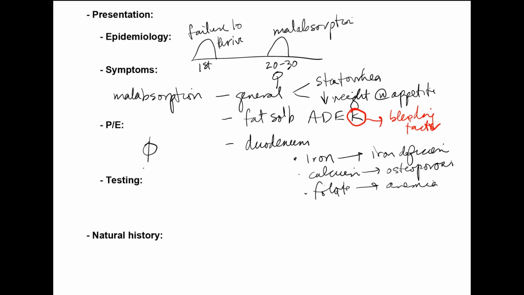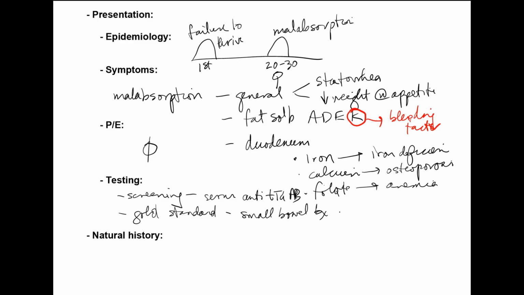Testing really has 2 approaches. The easiest screening test is a serum anti-tissue transglutaminase antibodies. The gold standard is small bowel biopsy. In mild disease, this shows lymphocytic infiltration of the surface epithelium, and in severe disease, it shows loss of villus architecture.